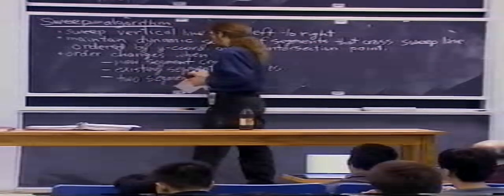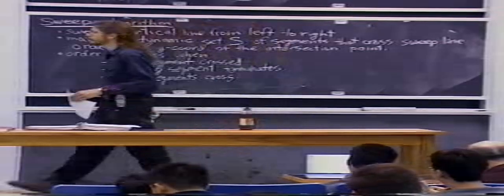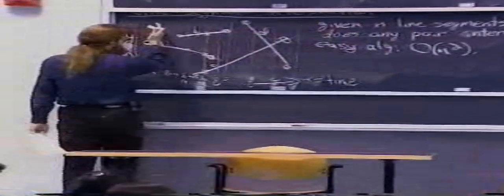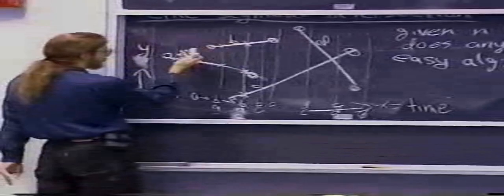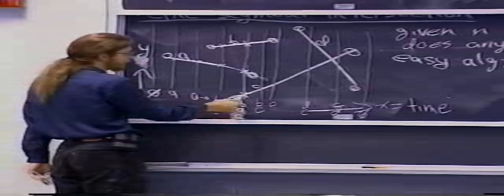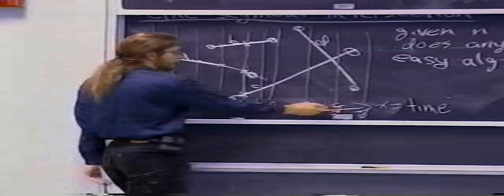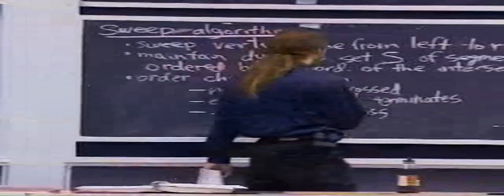And I claim the only time that the order changes in this picture is when two segments cross each other. As long as no two segments cross, everything's just normal. We're inserting things into particular places in the set and then eventually removing them. The order never flips. Here, the order flipped between C and D. And I claim that's equivalent to two segments crossing. This is what we care about.